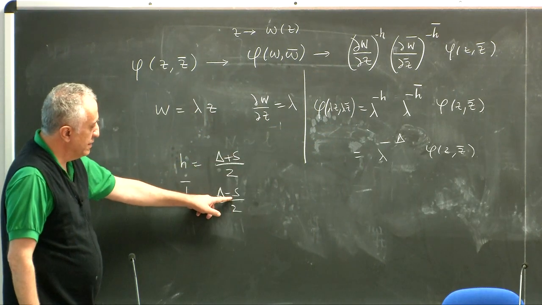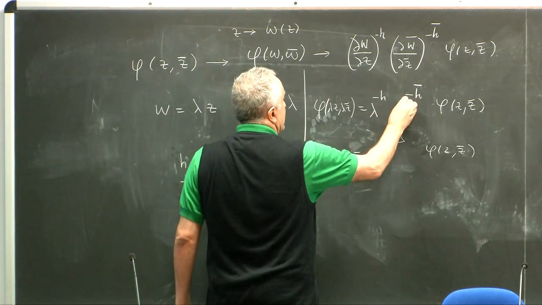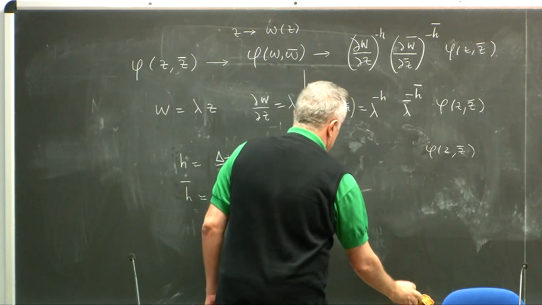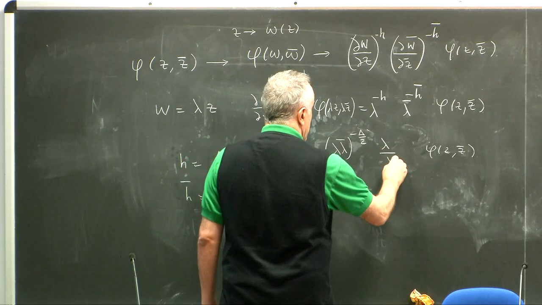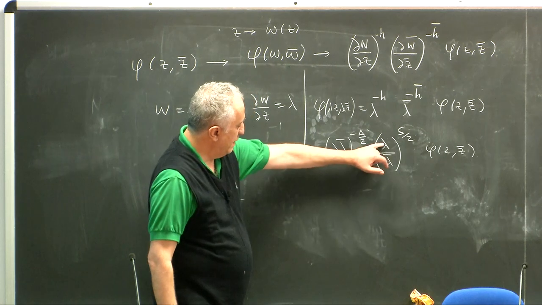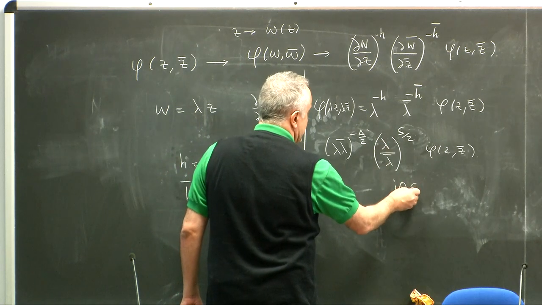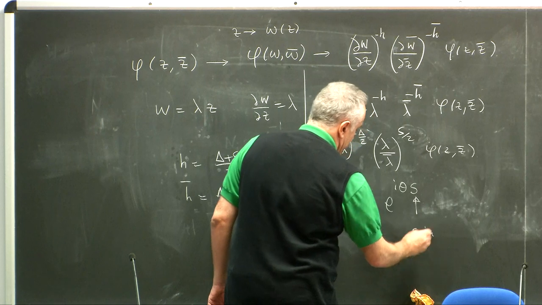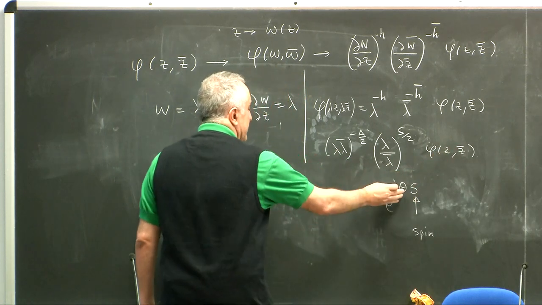How would I get a different s? How would I get s coming into this? If I also say that z bar scales with its own scaling function, which would be lambda bar, then this would be lambda lambda bar to the power minus delta over 2, times lambda over lambda bar to the power s over 2. Lambda over lambda bar clearly is just an angle. So this is just e to the power i theta s. Because of this, in literature, s is called a spin, because it shows you by what factor of theta the field changes under this transformation.